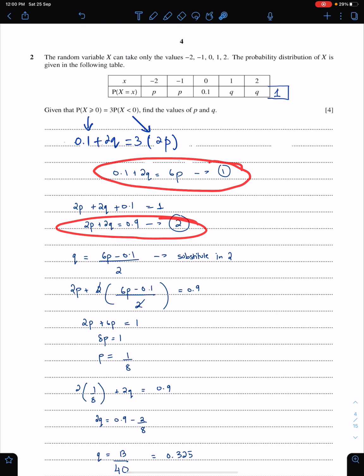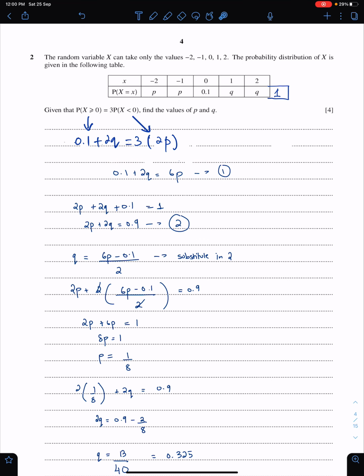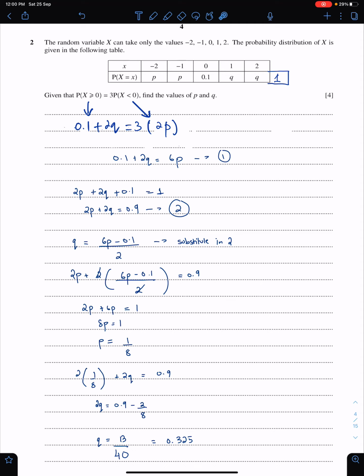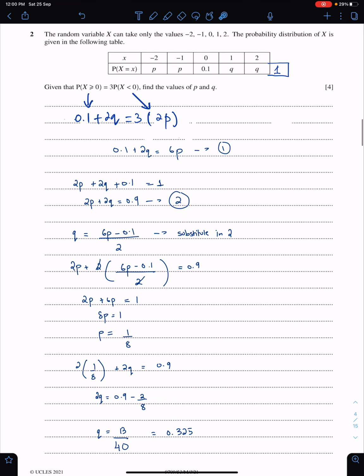By solving these two equations simultaneously, we can get the values of P and Q. So P is 1 upon 8 and Q is 13 upon 40. To 3 significant figures, Q is 0.325. You can leave your answer as a fraction. So with the help of this information, we got equation number 1, and we all know the sum of all probabilities is always 1. So with the help of this information, we got equation number 2. By solving these two equations simultaneously, we have got the values of P and Q.